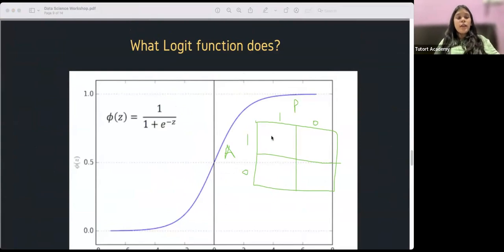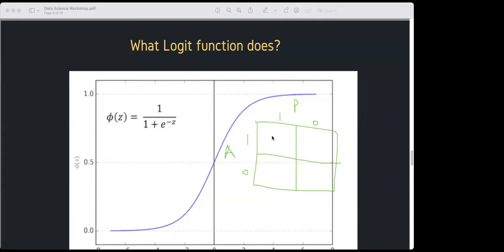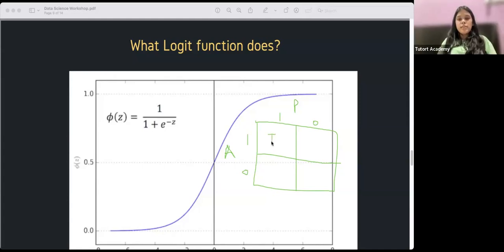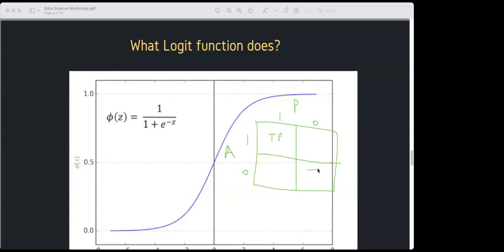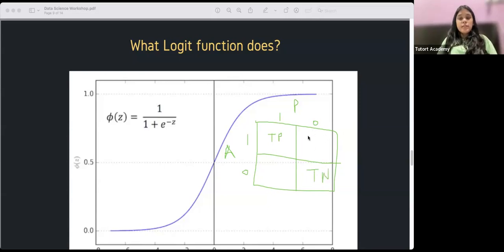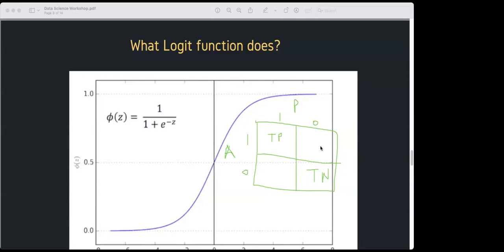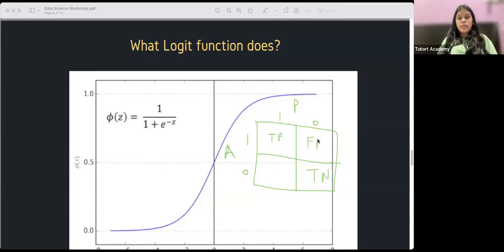Considering you already know about the confusion matrix, can you tell me what the first cell, wherever my cursor is right now, will be known as? True positive. Okay, cool, easy. What about this cell? True negative. Okay. What about this cell? False negative. False negative, right? And what about this cell? False positive. Great.